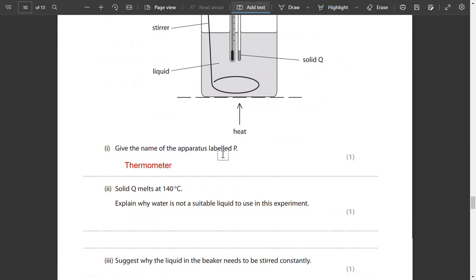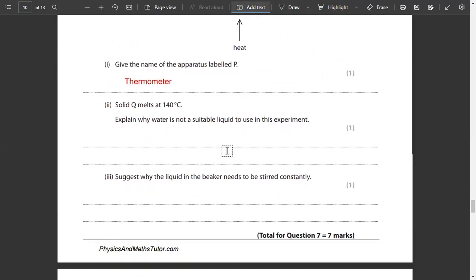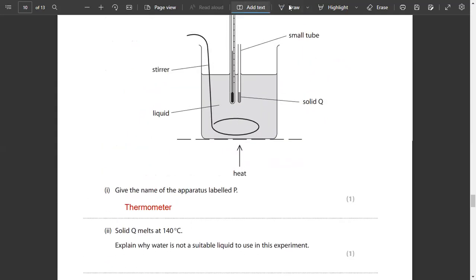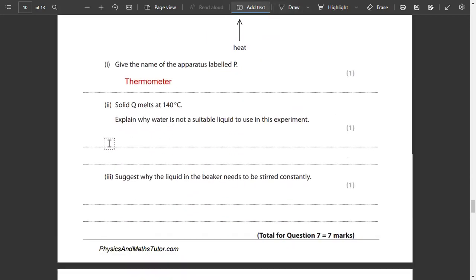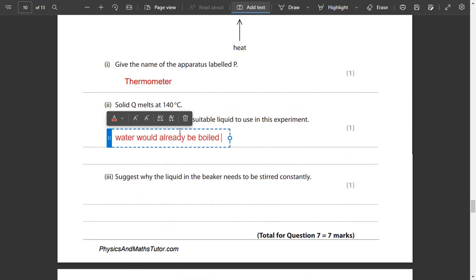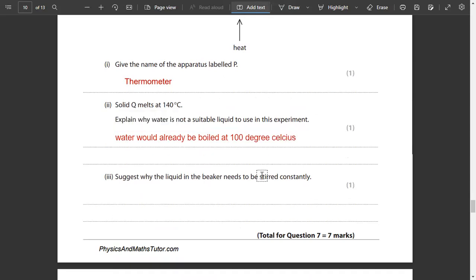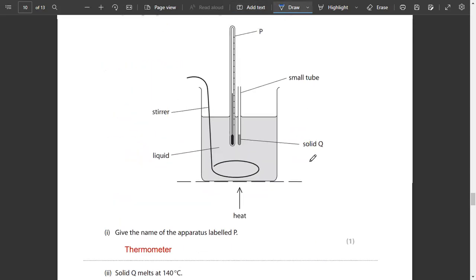Solid Q melts at 140 degrees Celsius. Explain why water is not a suitable liquid to use in the experiment. अगर मैं कहूँ कि जो solid Q है वो मेरा melt कर रहा है 140 degrees Celsius. Why is then water not a suitable liquid to use in this experiment? Because water boils at 100. क्या होगा? Before reaching 140, water would already be boiled at 100. मतलब it's funny, right? Because you're using water as a medium. And the thing is that solid Q, you have to melt solid Q.